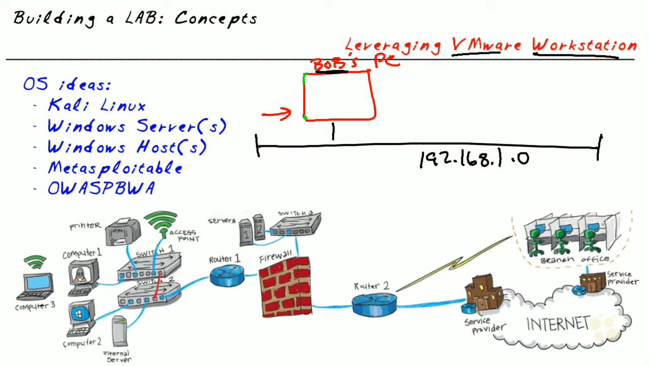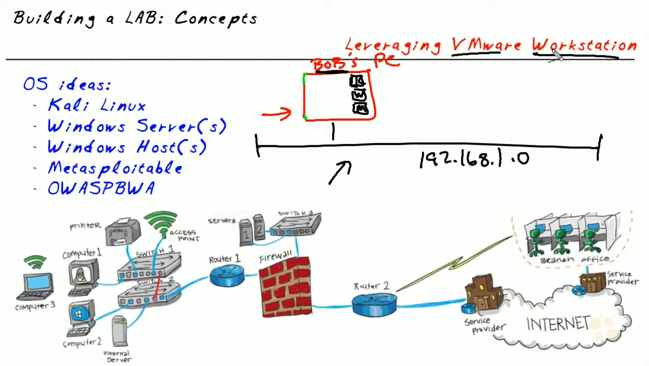Let's say this is the 192.168.1.0 network. What Bob could do is create a Kali Linux box as a virtual machine, so I'll put K there for Kali. He could create virtual machines for Windows servers, Windows hosts. He could create a virtual machine for Metasploitable, and the list goes on. Now, here's the trick. If this is Bob's PC and this is a production environment, we really don't, especially without permission, want to allow these virtual machines to have access to this network.